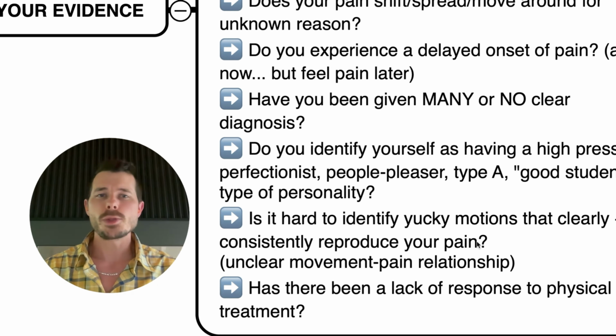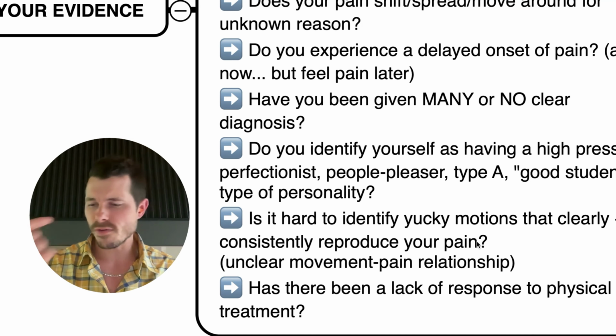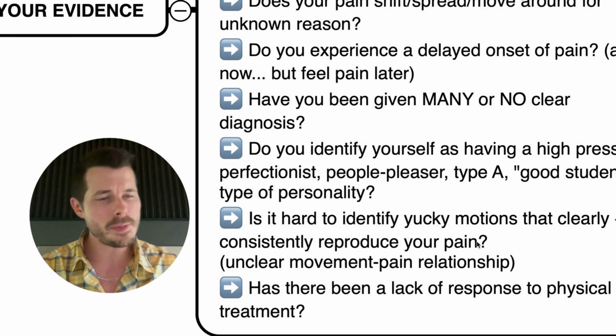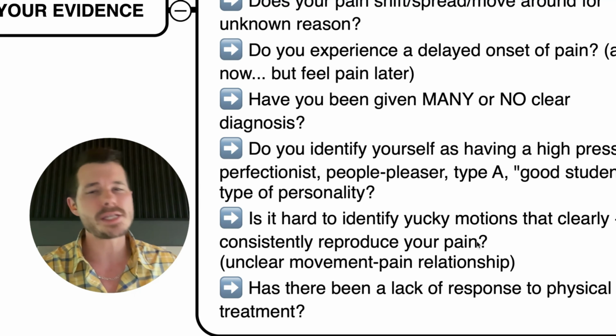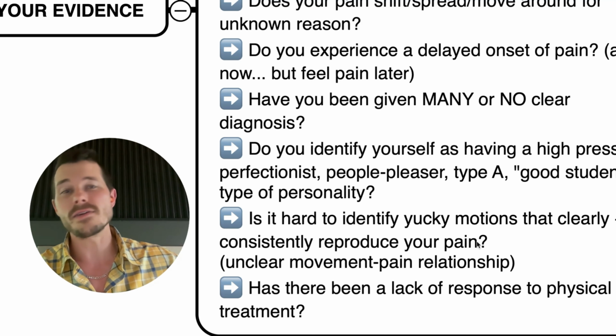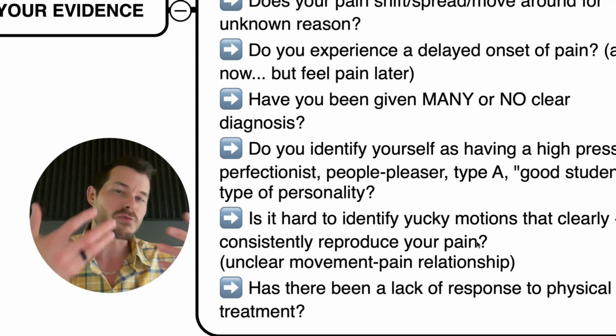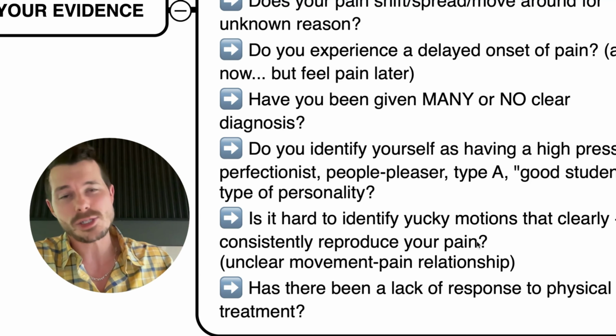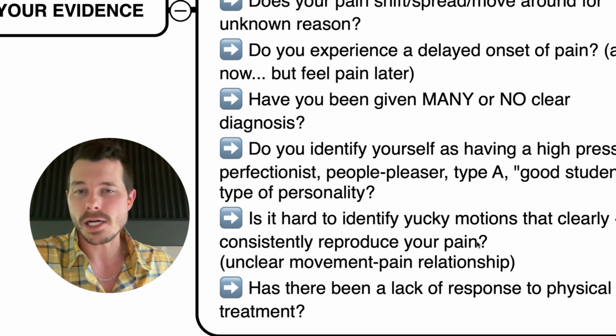Do you identify yourself as having a high-pressure, perfectionist, people-pleaser, type A, good student, get-it-done, Charlie, just tell me the exercise and I'll do it 10 times a day if I need to type of personality? If so, that means you live in a more elevated state. Your nervous system is probably a little bit ramped up compared to some other folks. It's not a good or a bad thing. You're probably very good as it relates to your career, relationships. You're probably a pretty good mom or dad or cousin or whatever, but that could keep you stuck in pain.